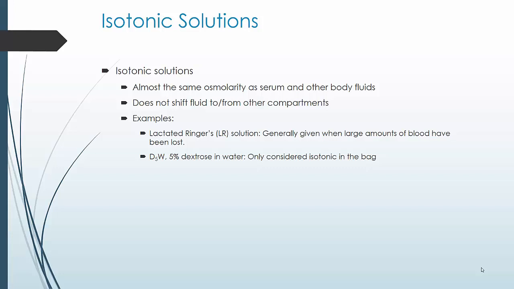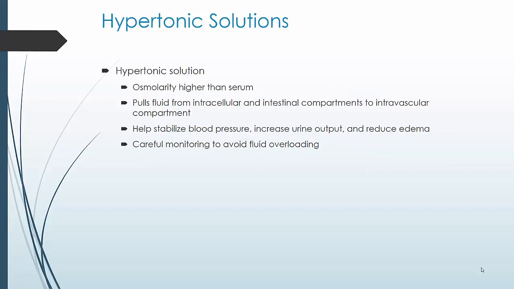D5W, 5% dextrose in water. It is considered isotonic in the bag, but in the body it actually is hypotonic. So you may see it referred to as both. Don't let that confuse you.